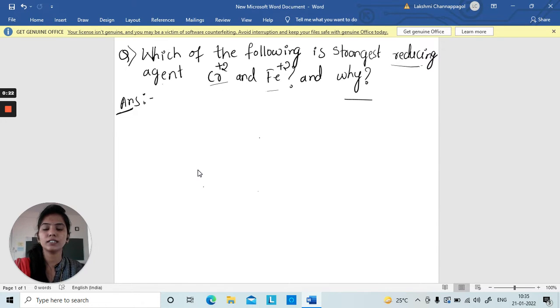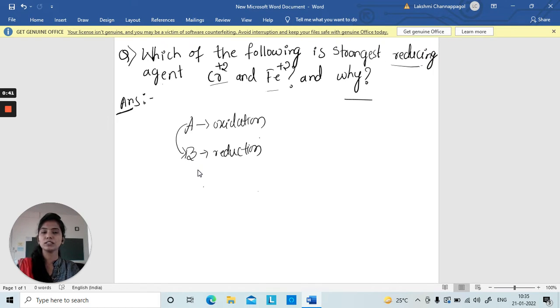What is a reducing agent? For example, A is a chemical species which itself undergoes oxidation, and B is another substance. This A causes the reduction of B, meaning B undergoes reduction. So how can we define a reducing agent? It is a chemical substance which undergoes oxidation itself and reduces another substance. Those are called reducing agents.